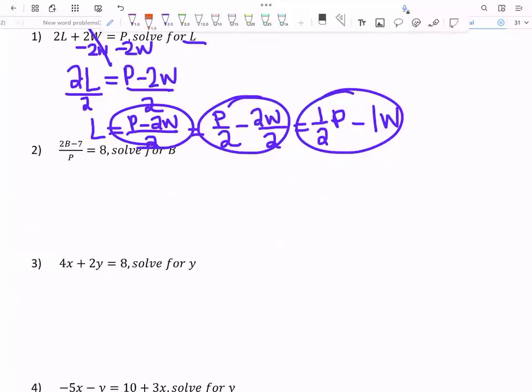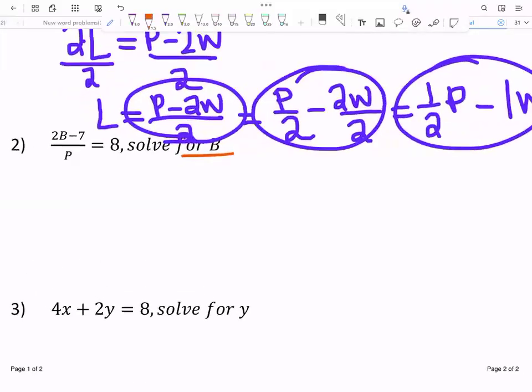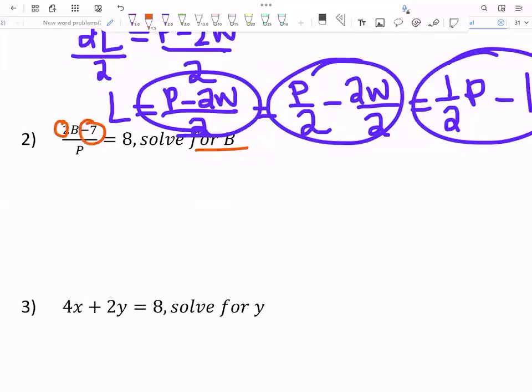All right, on number 2, we're trying to solve for B. We need to know what is in the way of B being by itself. So we have a 2, we have a minus 7, and we have a dividing by P. So we're going to do the opposite operations to get this all to the other side. So the first thing we're going to get rid of is this dividing by P. So we're going to multiply by P on both sides so that that cancels out. And we're left with 2B minus 7 equals 8P.